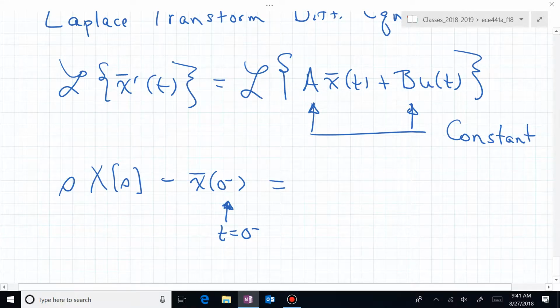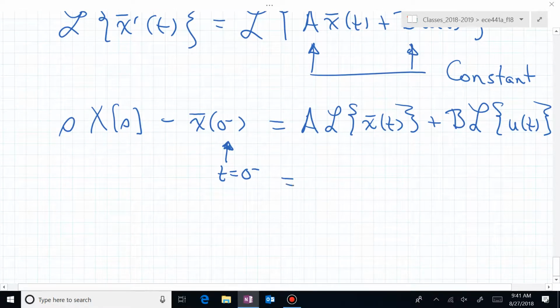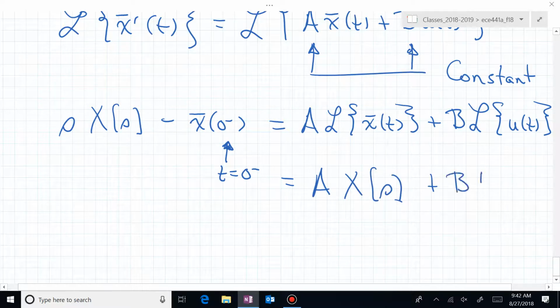Now we need to Laplace transform the right-hand side, which is A times the Laplace transform of x bar of t plus B times the Laplace transform of u of t. But we've already Laplace transformed x bar, haven't we? This is now A times capital X of s, plus B times capital U of s. A lot of times, Laplace transforming, all we have to do is hit the shift key.